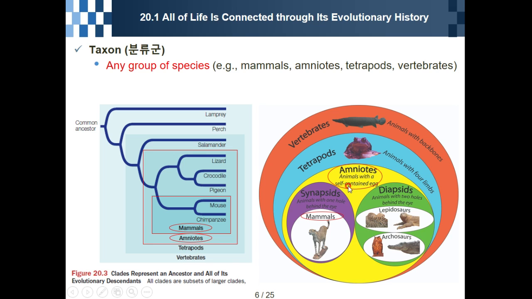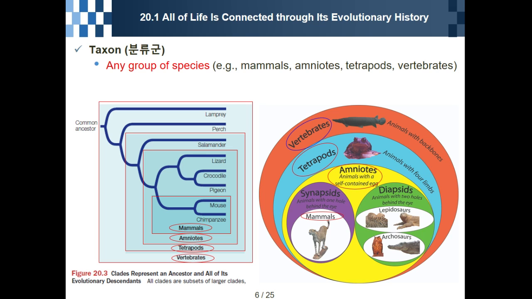Okay, and next, this taxon is like this. They include salamander, lizard, crocodile, pigeon, mouse, chimpanzee. This one we call tetrapods, so they have four limbs. For example, a human has 2 legs and 2 arms. This is 1, 2, 3, 4 limbs like this. So they belong to the tetrapods.